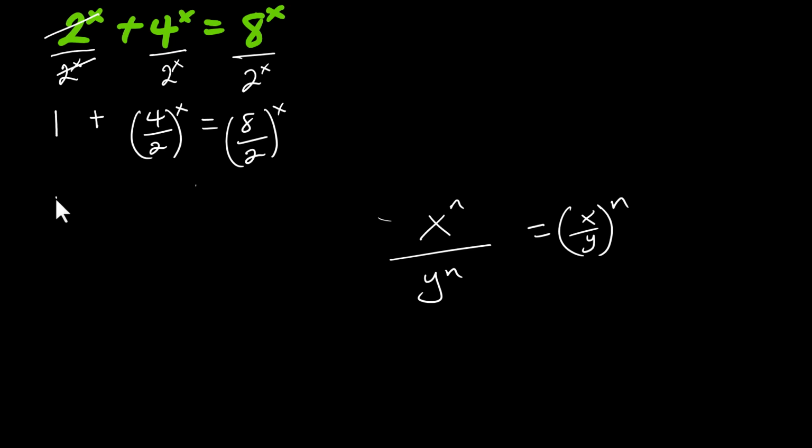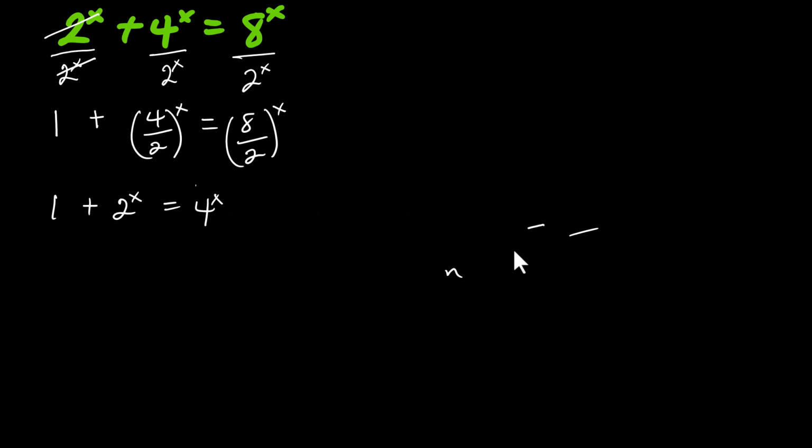So we can reduce this. 4 over 2 is the same as 2, so 2 raised to x. And 8 over 2 is 4. As simple as that. So we have 4 raised to x over 2 raised to x, then plus 1.